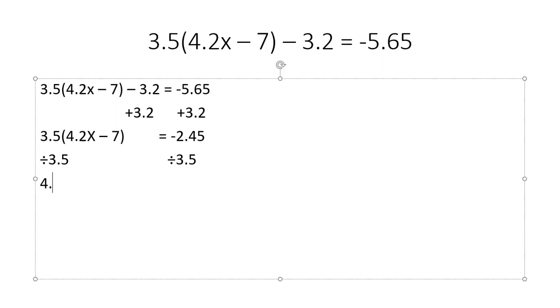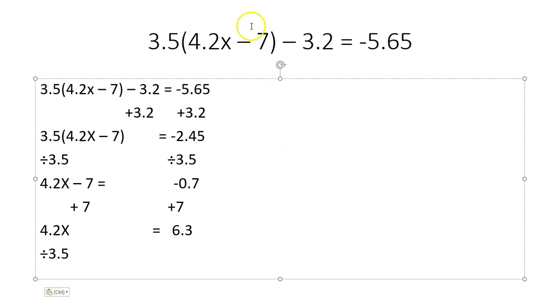On this side, on the left side, it leaves me with 4.2x minus 7. On the right side, it leaves me with negative 0.7. Okay, at this point, it's a two-step equation. So to finish it off, I add 7 to both sides. When I add 7 to both sides, not 78, just 7, I get 4.2x on the side, the 7s are gone, equals 6.3, because negative 0.7 plus 7 is 6.3.